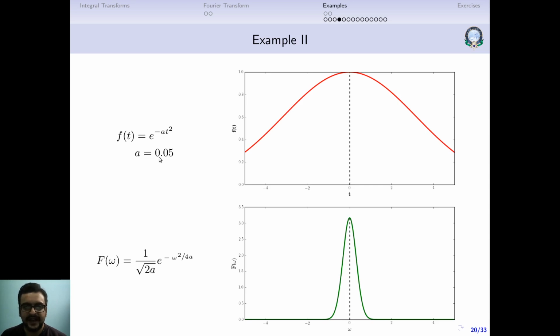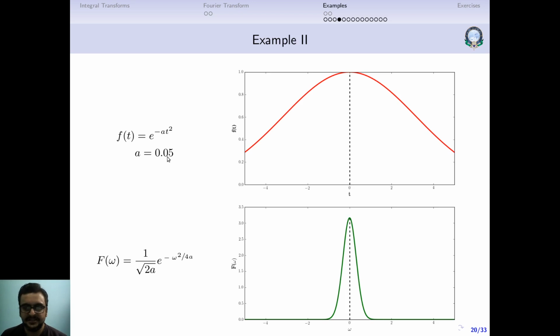So if I have given a to be a very small quantity, 0.05, since a is very small, that means the variance is going to be large. So as a result, we are going to get a large variance like this. Okay, so when we have a large variance in the original function, we find that in the Fourier transform the variance is very small. It is not so spread out.